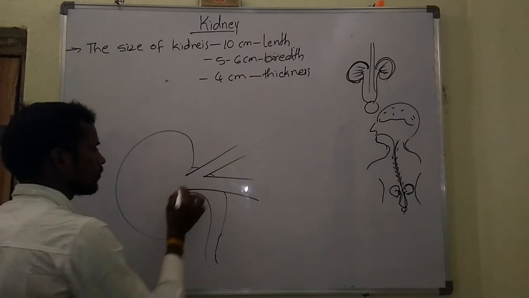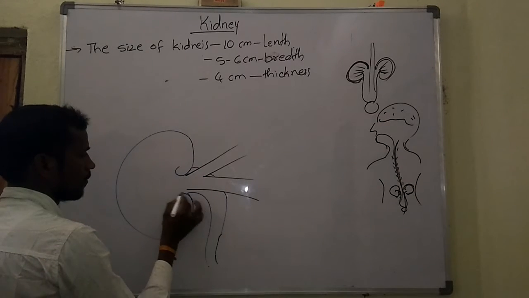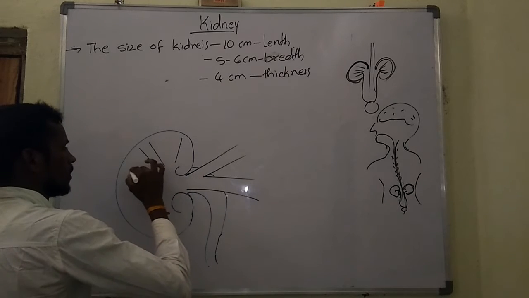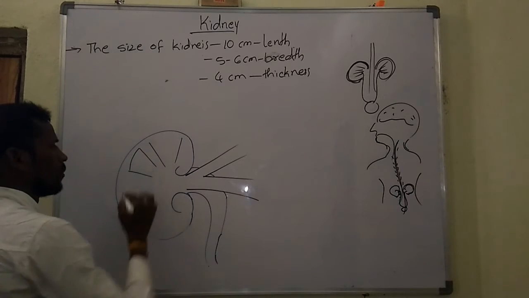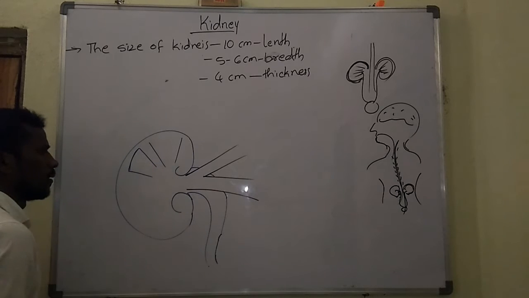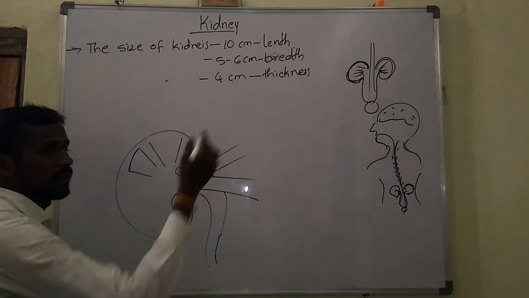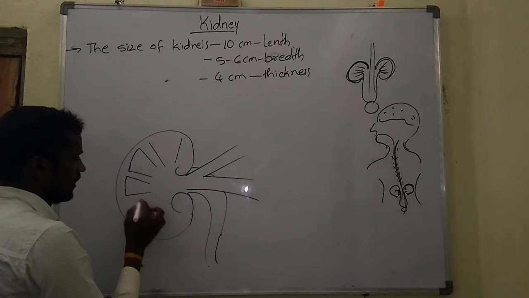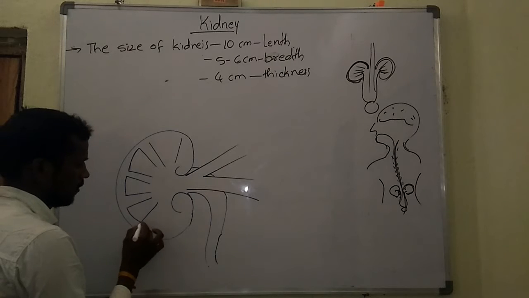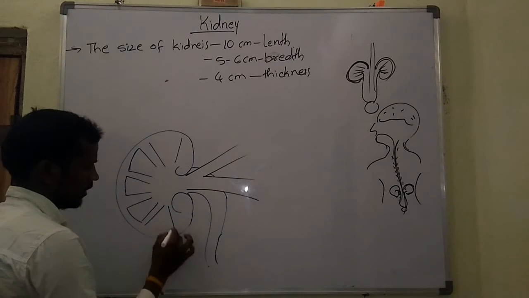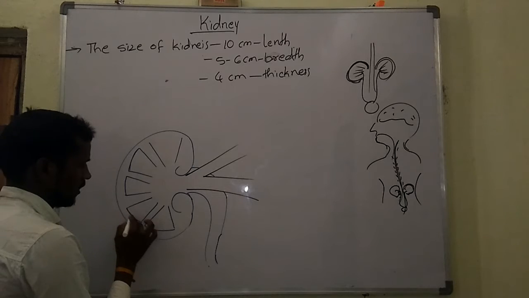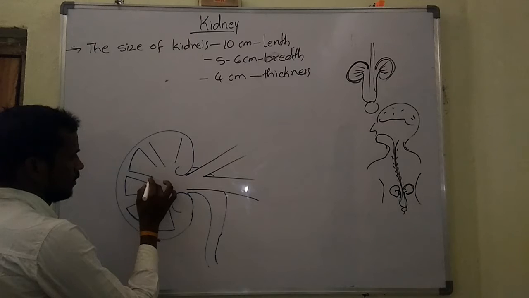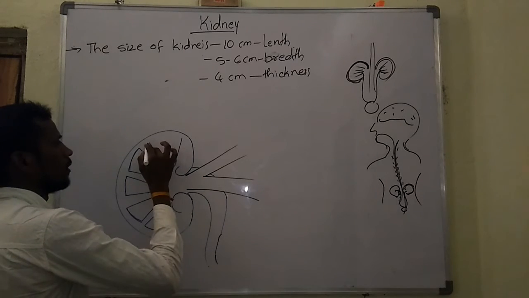So each kidney is present in the abdominal cavity, attached to the dorsal body wall, and each kidney's size is how much? 10 centimeter length and 5 to 6 centimeter breadth, and how much thickness? 4 centimeter. Okay.